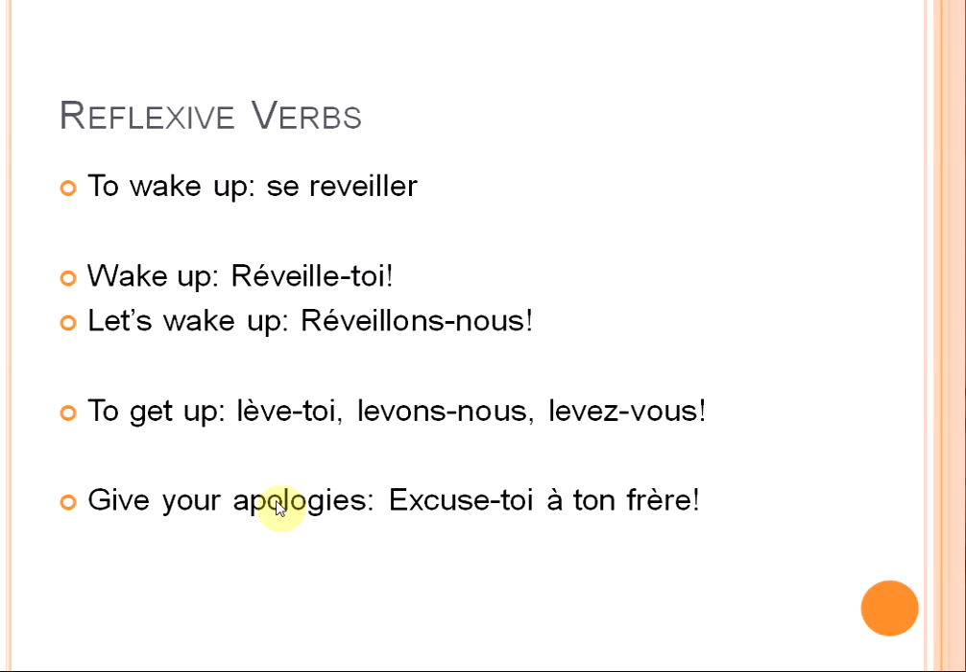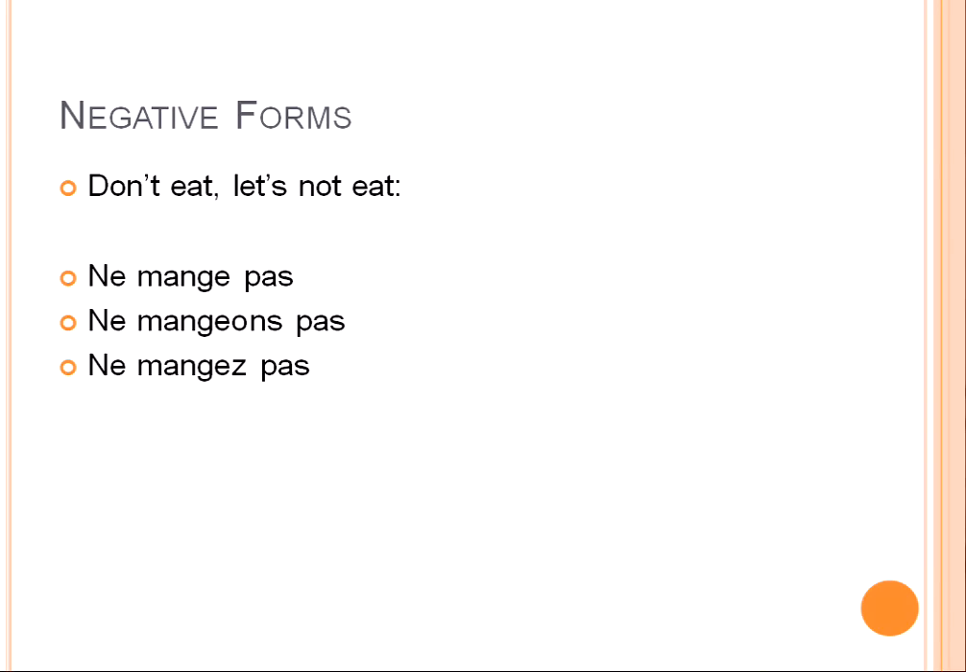And another example, to translate give your apologies to your brother, we will say excuse-toi auprès de ton frère, excuse-toi à ton frère, because the verb is to excuse oneself, to translate to give apologies. Excuse yourself, excuse-toi à ton frère.